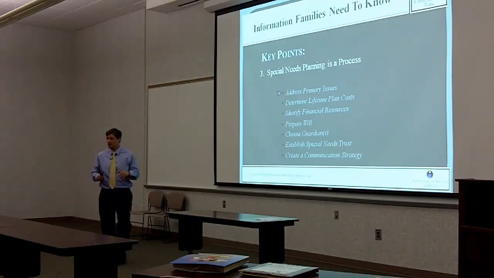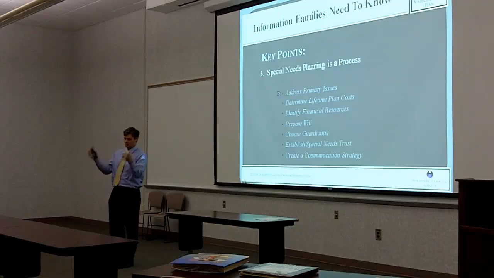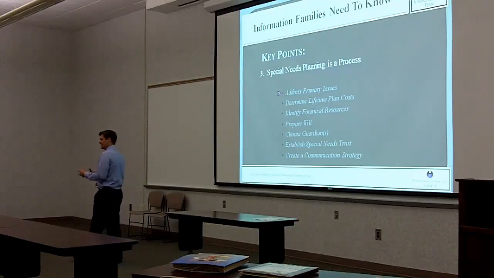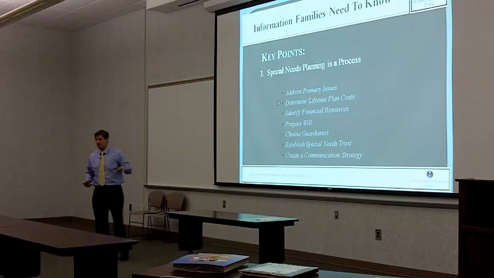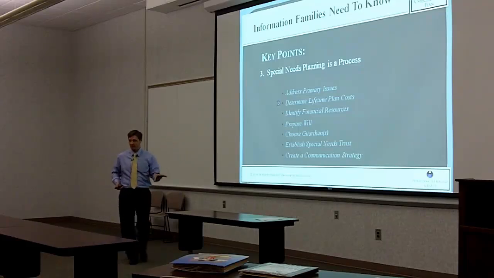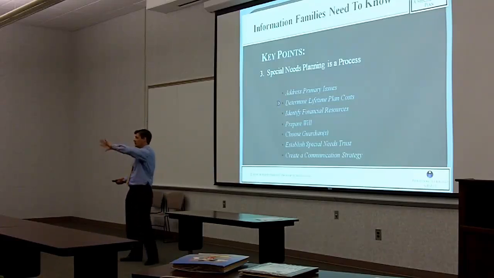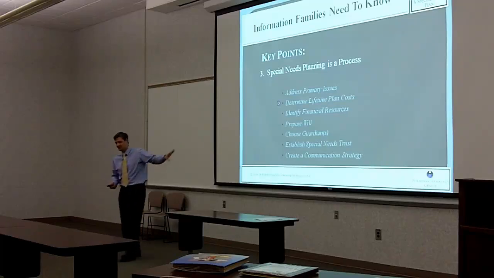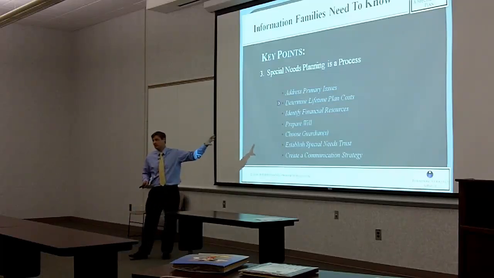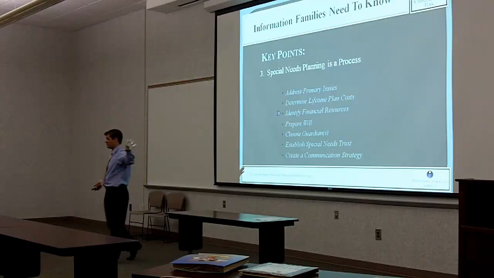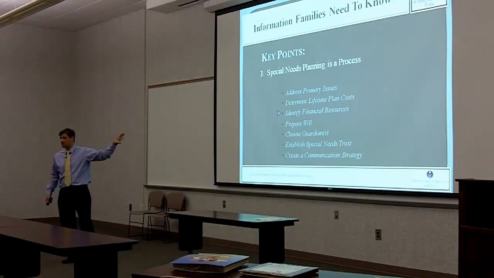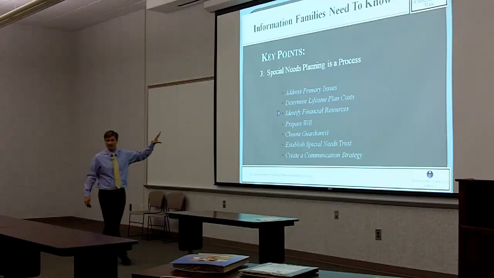And then once we determine what our living arrangements look like, we need to determine what those lifetime plan costs are for our family. I know in general we said $4 million, but that's different for every family, so we need to determine those. Because once you determine those, then you can identify what the resources are. We can go find them.